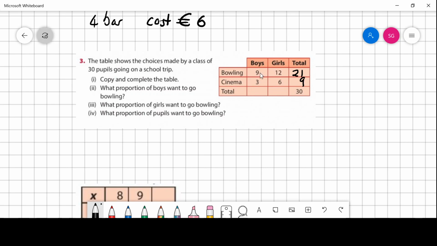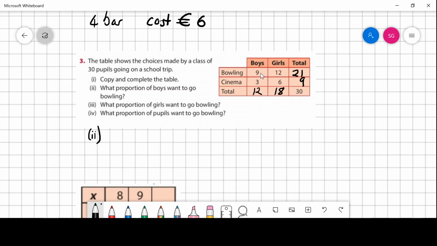Okay, so how many boys were there? Well, 9 boys voted for bowling, 3 boys voted for cinema, so you get 12. 12 girls voted for bowling, 6 girls voted for cinema, so okay, we can see there's 18 girls. So that's what that question was asking for. What proportion of boys wanted to go bowling? Okay, so we can go for question 2 there.